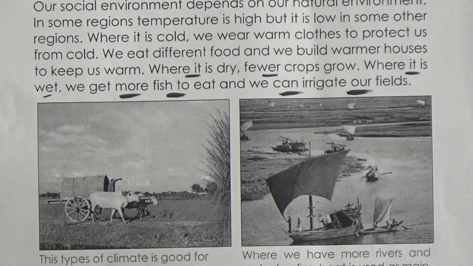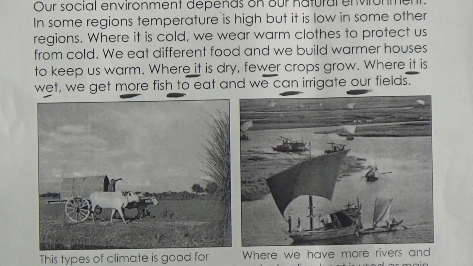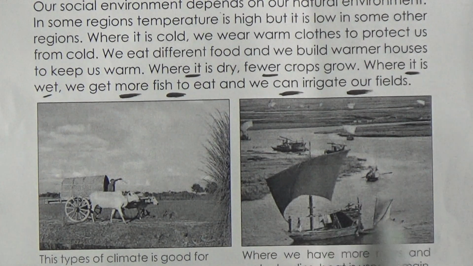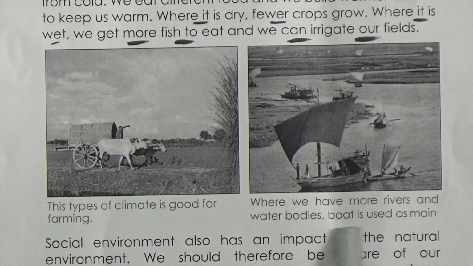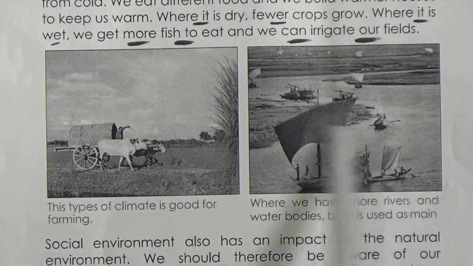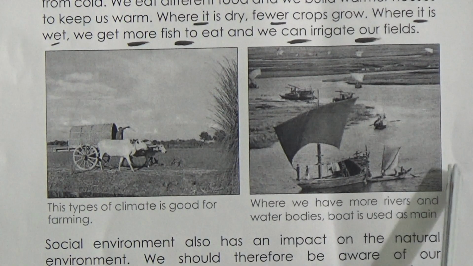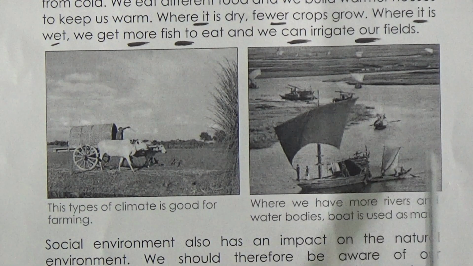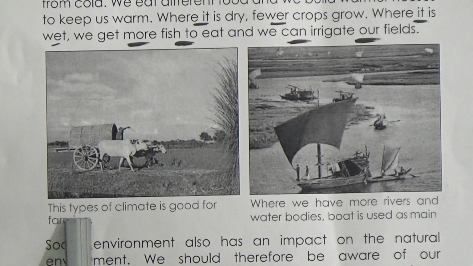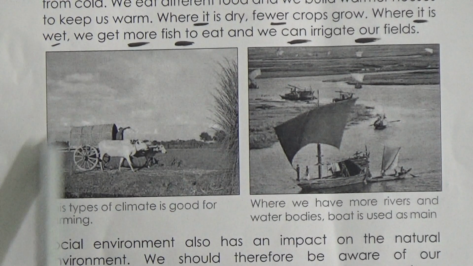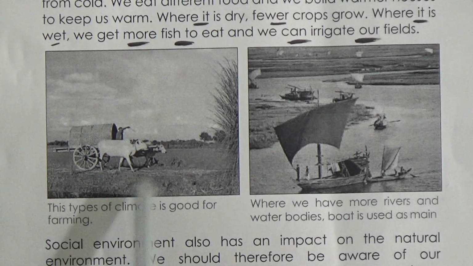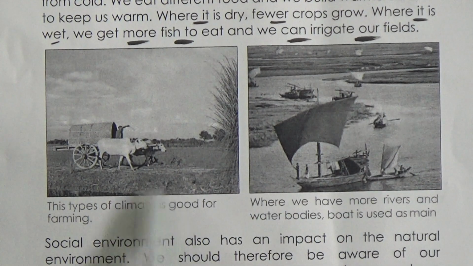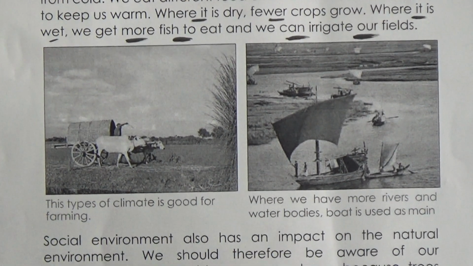So here are two pictures. The first picture shows that this type of climate is good for farming. And number 2, where we have more rivers and water bodies, in those places boats, steamers or launches are the main use of transportation. And this type of climate is good for farming. In this place, the soil is good and the weather is good, so these places are good for farming.